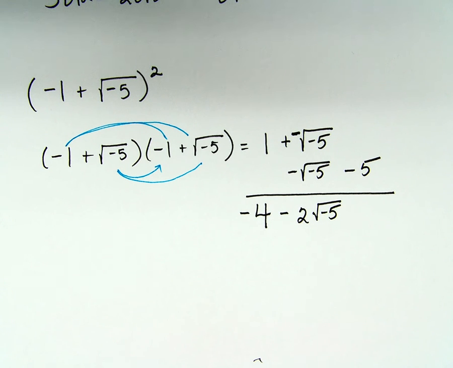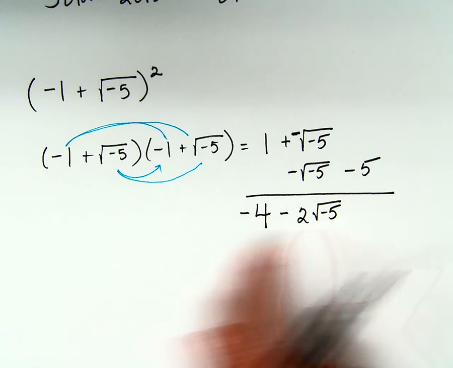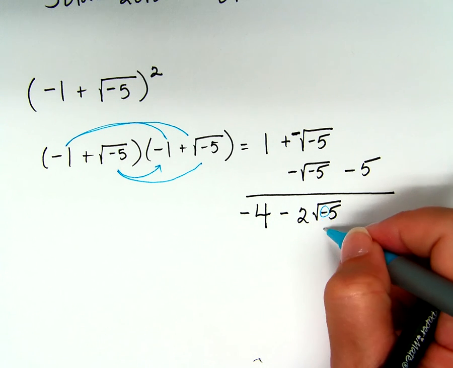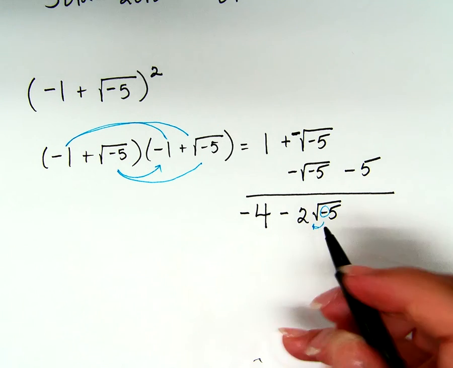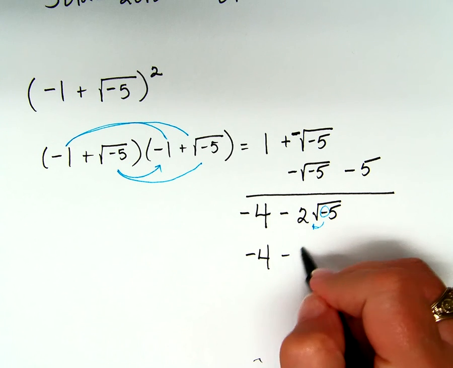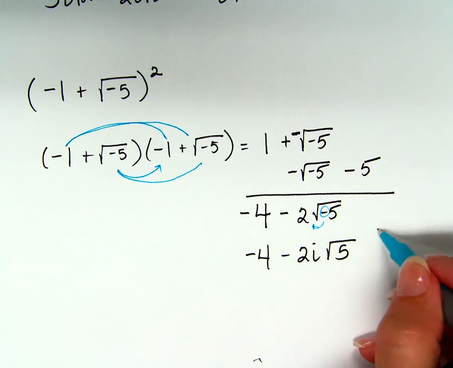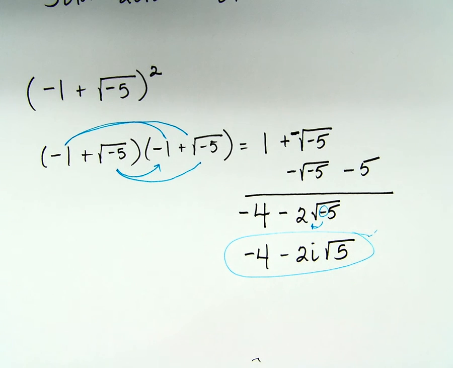But do we leave negatives inside of radicals? No. What can I do with that negative? What's the square root of negative 1? i. I bring it out. Okay? Negative 4 minus 2i root 5. And that is the answer.